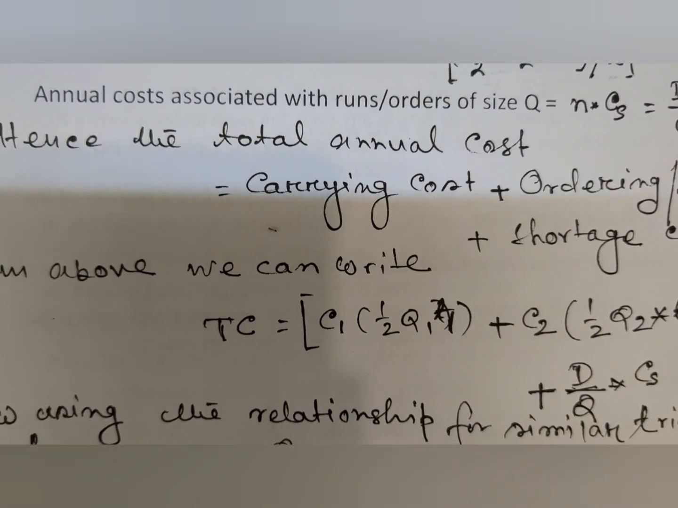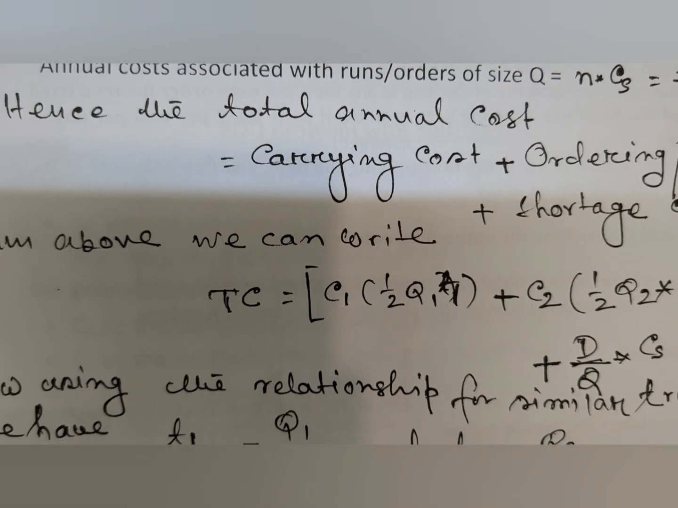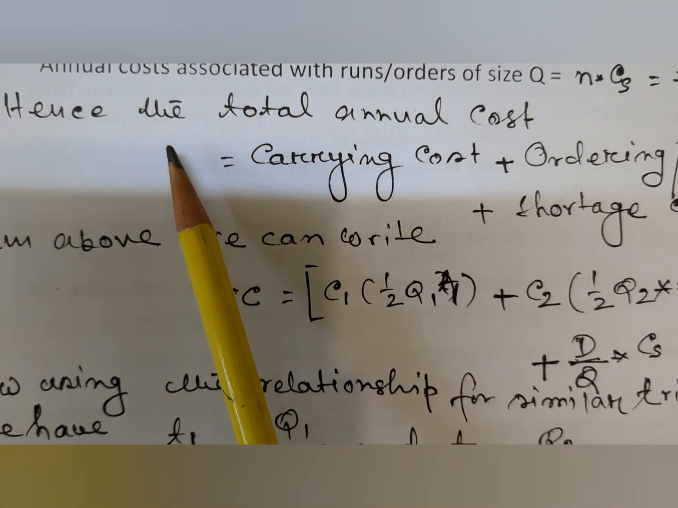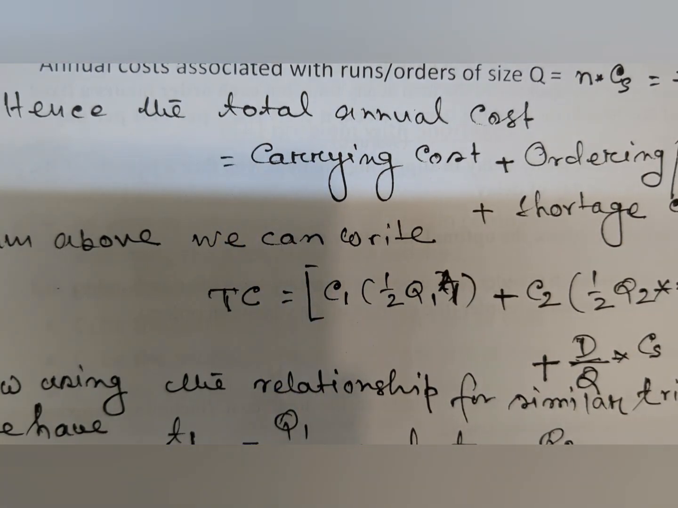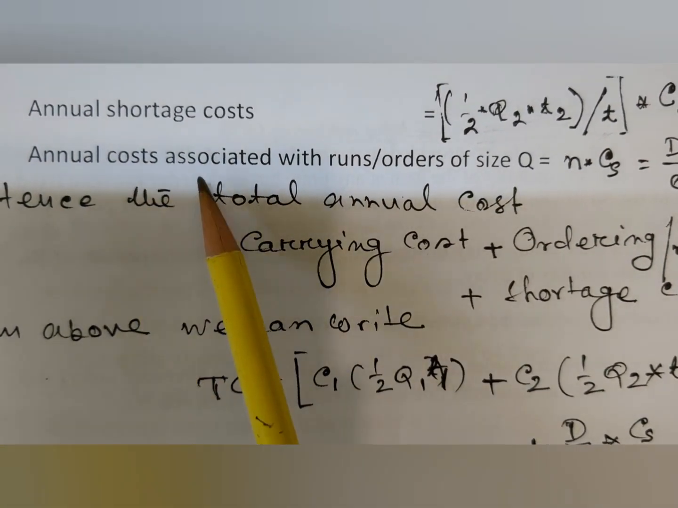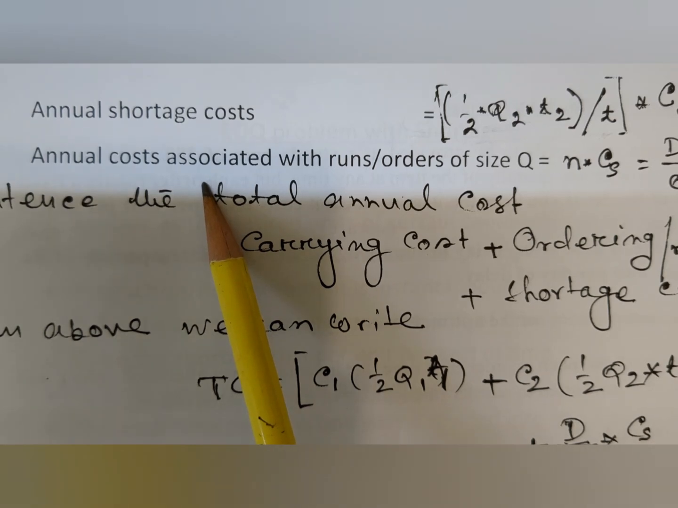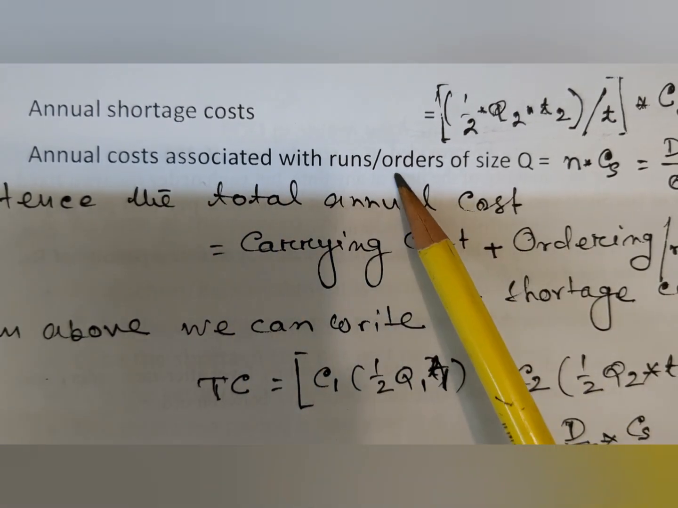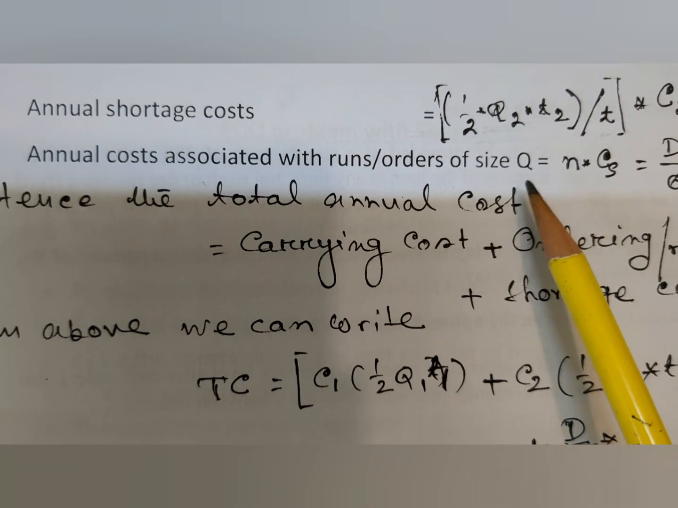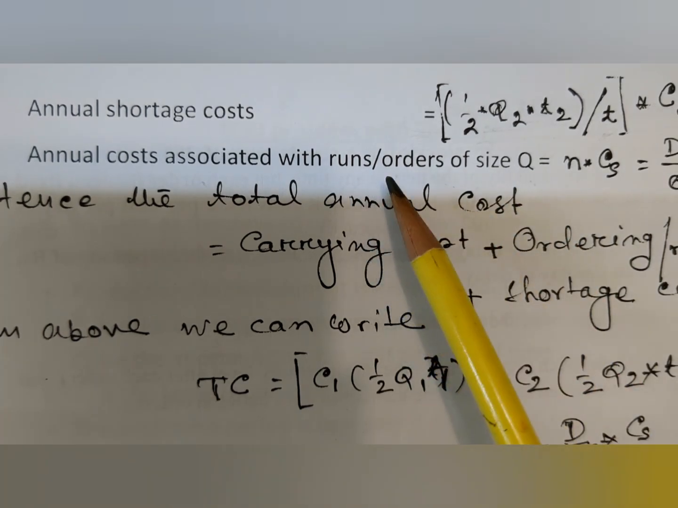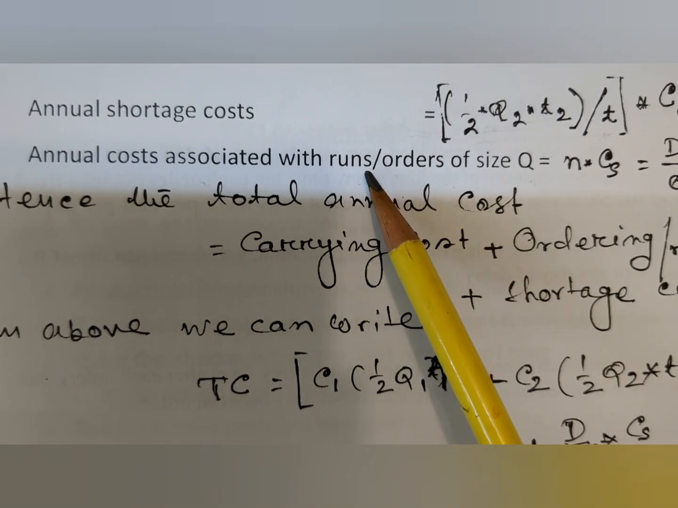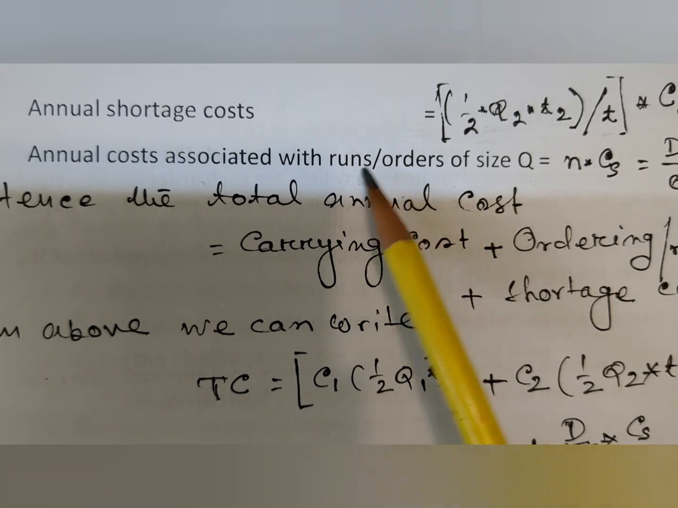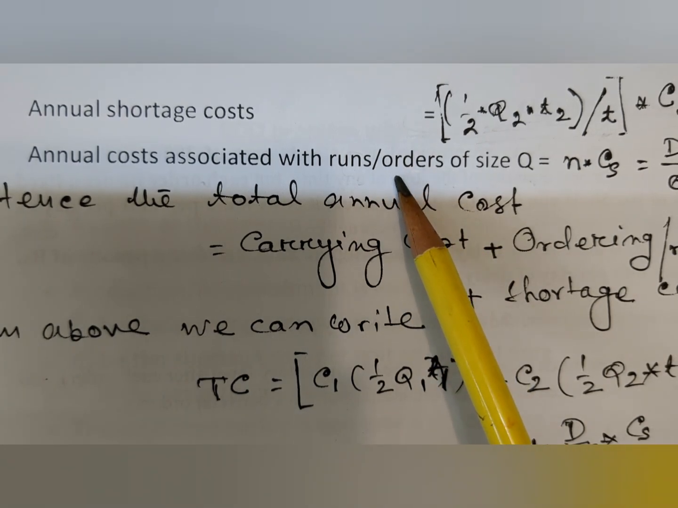Okay. Now annual cost associated with runs or orders of the size Q. Runs are equivalent to orders in this case, as it is an ordering quantity model. Runs will be relevant for the production case, but in this case we are using both the terms as similar.